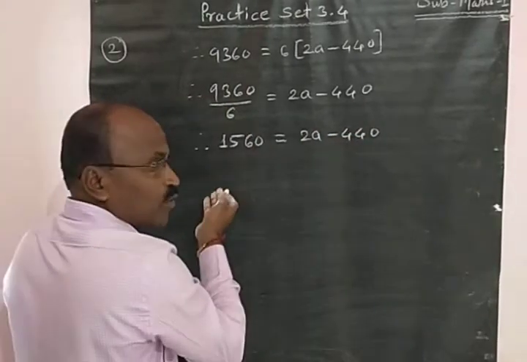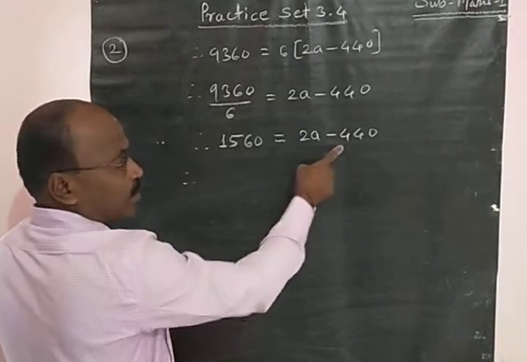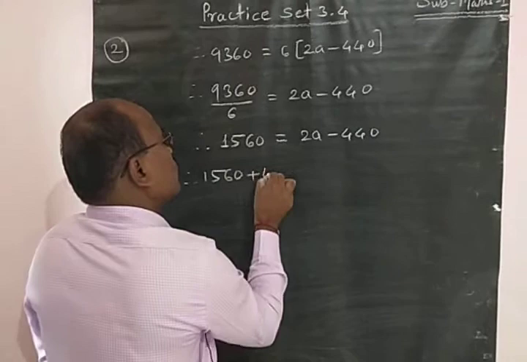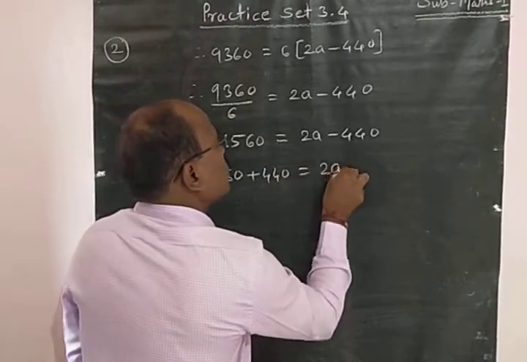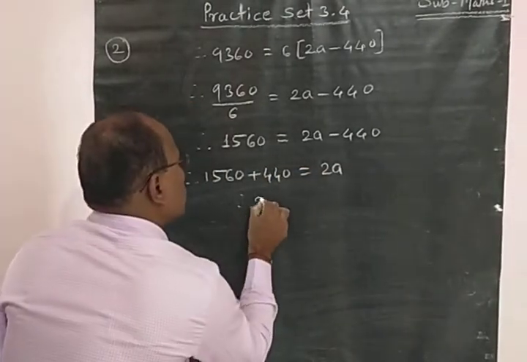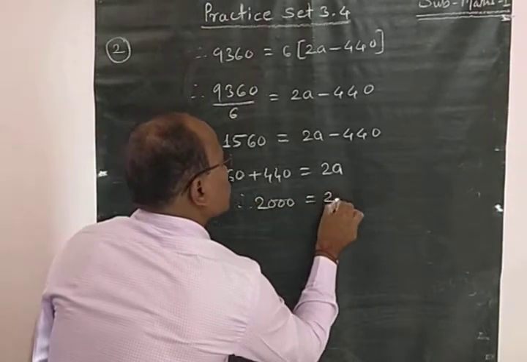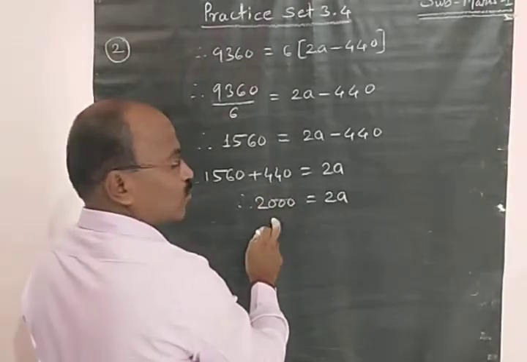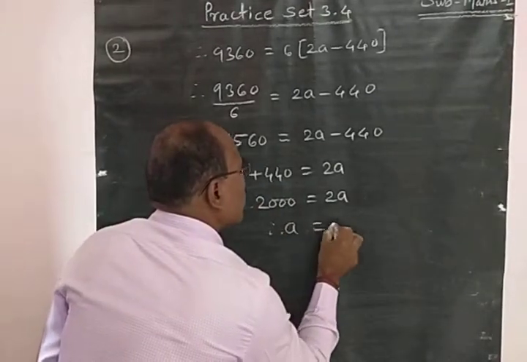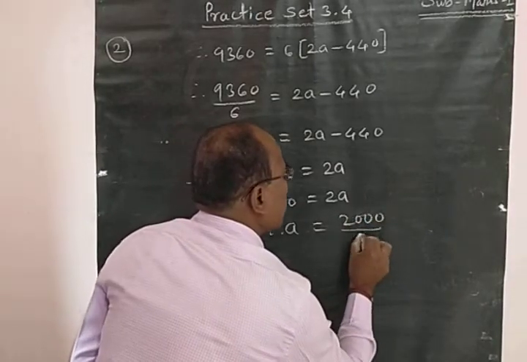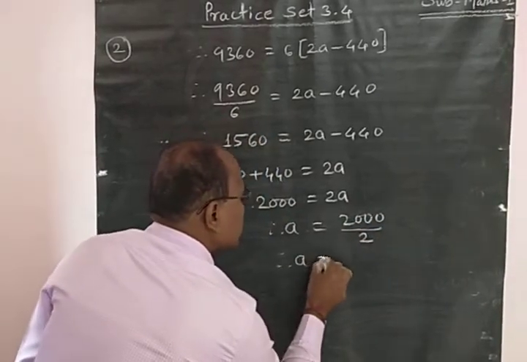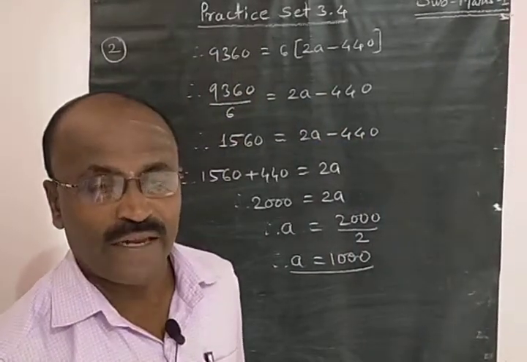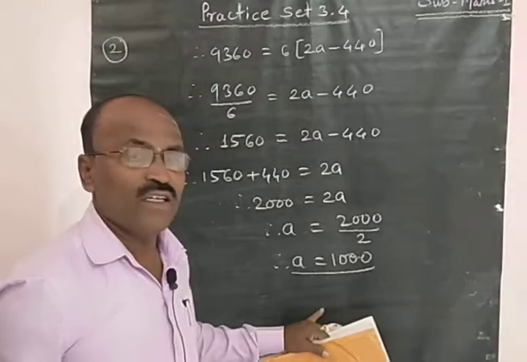Take this minus 440 to this side, it will become plus 440. So 1560 plus 440 is equal to 2a. So you will get 2000 is equal to 2a. Okay, so 1560 plus 440 is 2000. Therefore a is equal to 2000 divided by 2, that is a is equal to 1000. Therefore the first installment is rupees 1000.